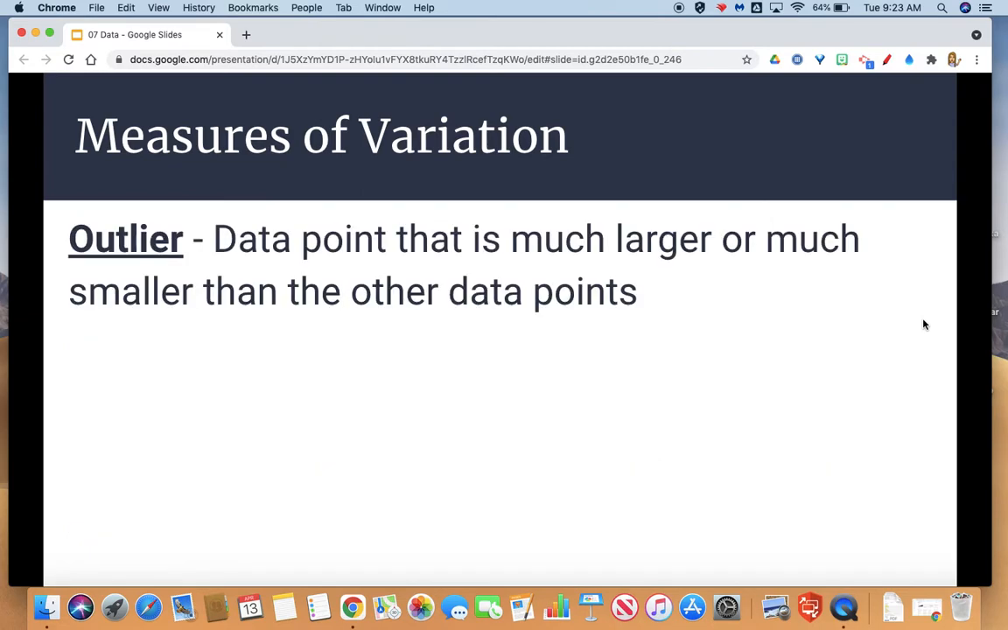Before we get started, let's talk a little bit about an outlier. So an outlier is a data point that is much larger or much smaller than the other data points. It's kind of like a number that just doesn't really belong with the rest. Pause if you need more time to write that down.